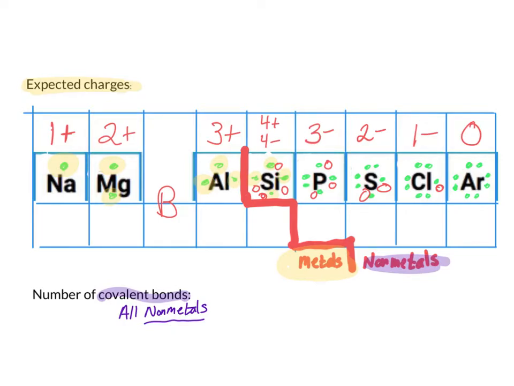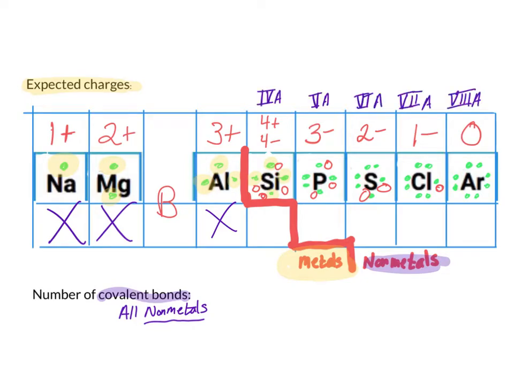So easily on this chart, we're going to get rid of sodium, magnesium, and aluminum. Those will not have covalent bonds because they are on the metal side. Then we're going to look at, let's say, silicon first. If we look at silicon, it has 4 dots that are single. They all need a partner. We want to get to 8, so they're going to have 4 covalent bonds for group 4A.